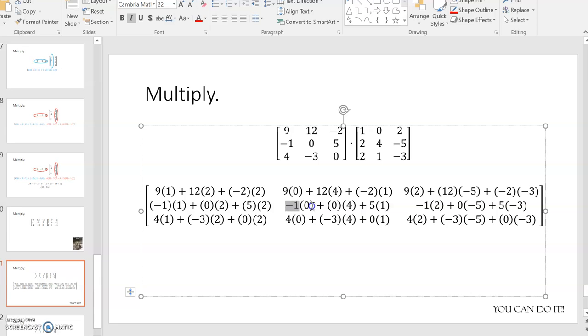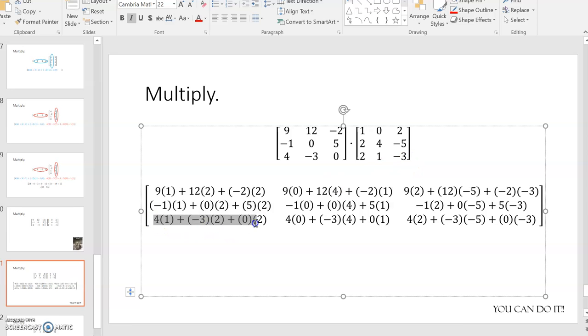Then when I come here, this is the second row and the second column. So I'm in the second row, -1, 0, and 5, and then over here I'm in the second column, 0, 4, and 1. So I'm doing -1 times 0, 0 and 4, 5 and 1. When I go to this spot, I'm still in the second row, -1, 0, 5. But now that I'm looking at the third column, I'm going to be looking at 2, -5, and -3. So -1 times 2, 0 times -5, and then 5 times -3.